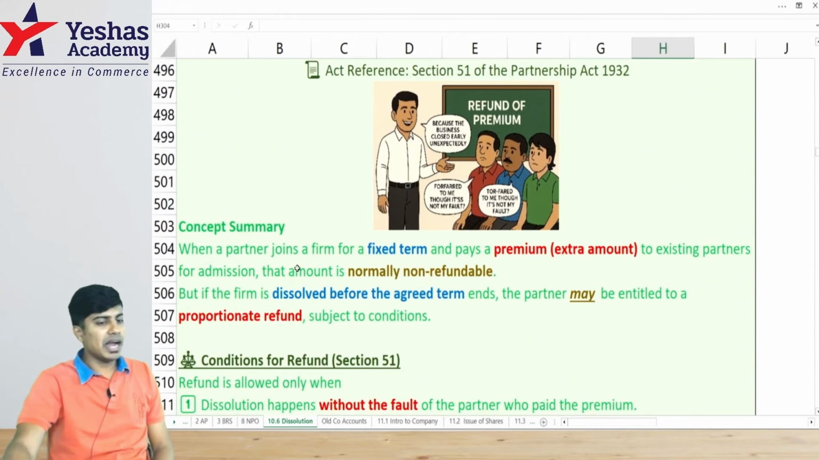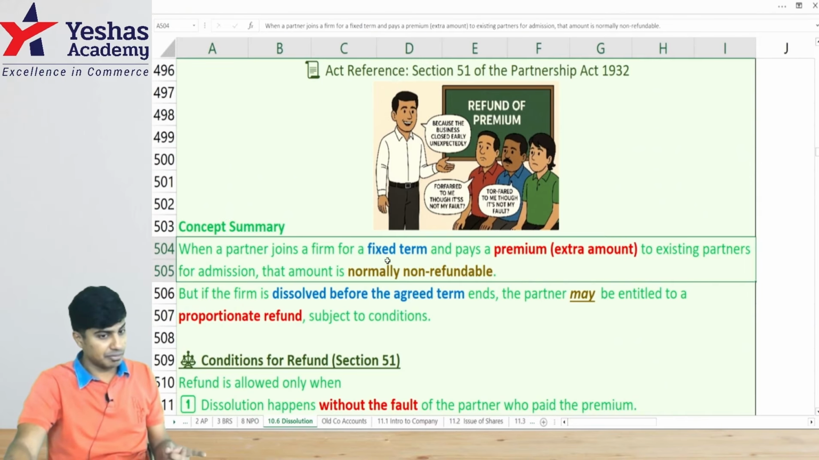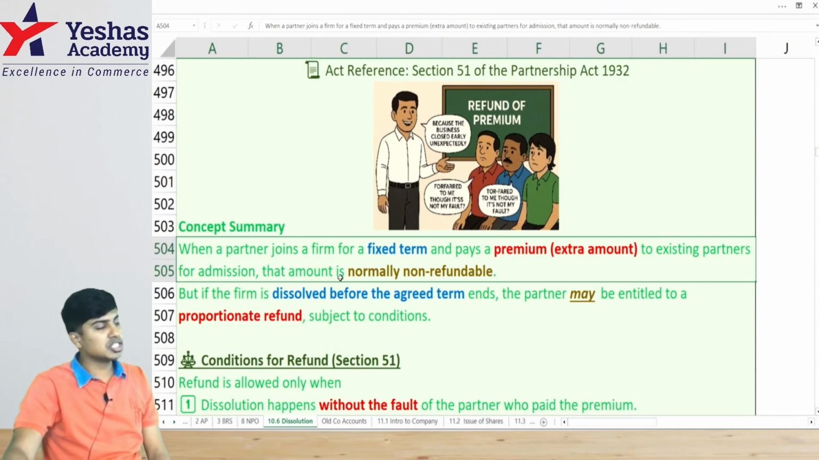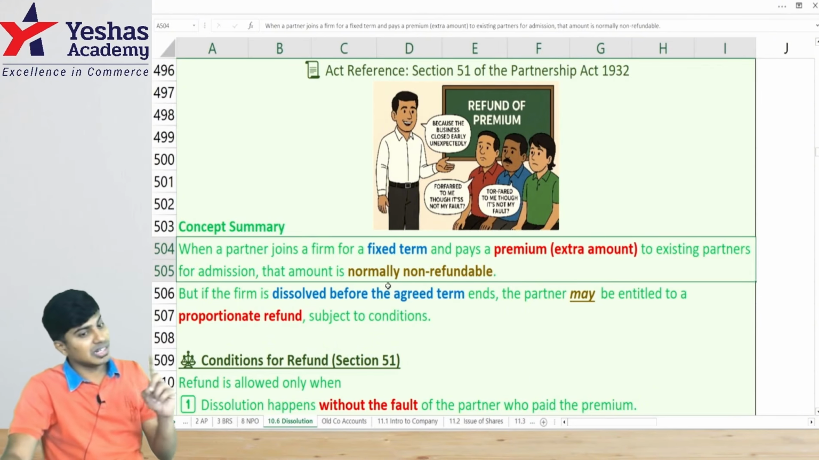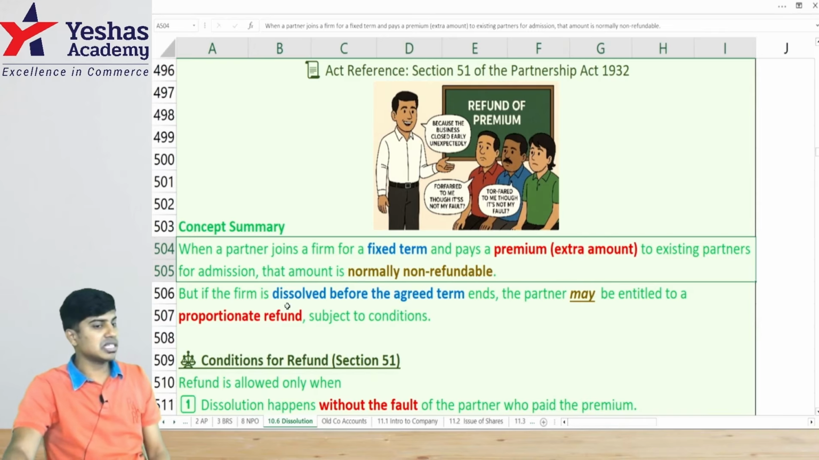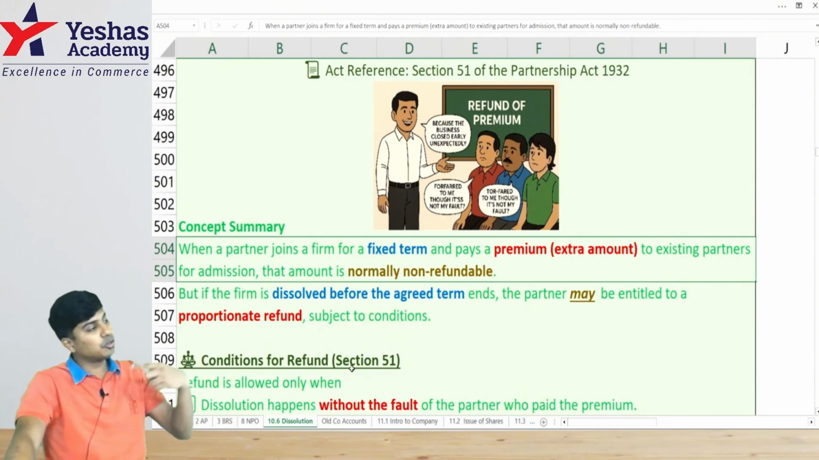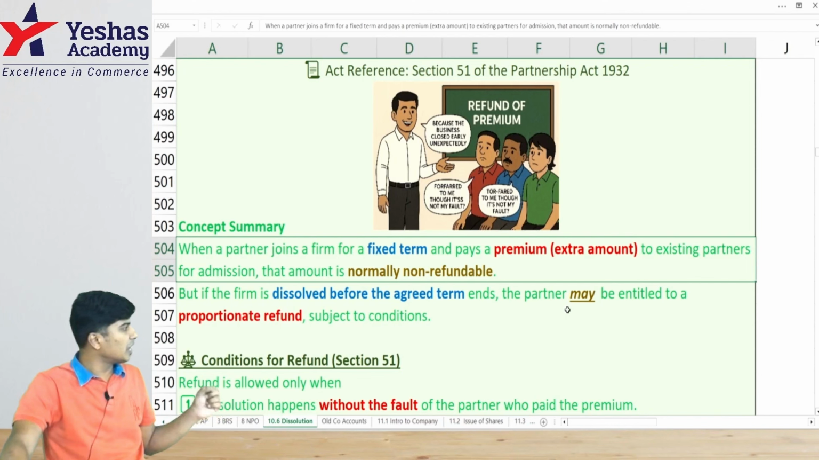When a partner joins a firm for a fixed term and pays a premium, which is an extra amount to existing partners for admission, that amount is normally non-refundable. But if the firm is dissolved before the agreed term, we agreed for 10 years and you are dissolving the firm at the end of the 3rd year, then you may have to give me the money. Why did I say the word may? There are conditions. What are the conditions?